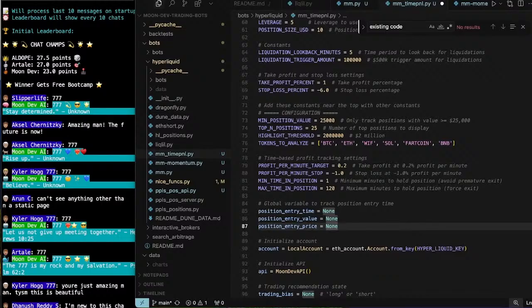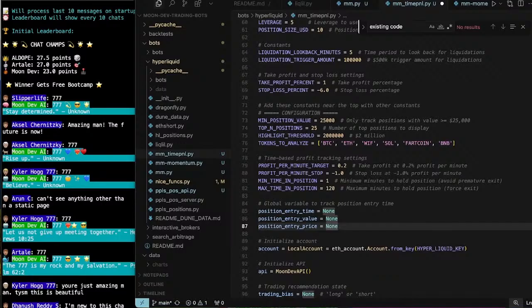Time-based profit loss strategy explained. Let me walk you through the math behind the profit per minute strategy. The formula we're using is actually quite straightforward: total P&L percentage divided by minutes in position.